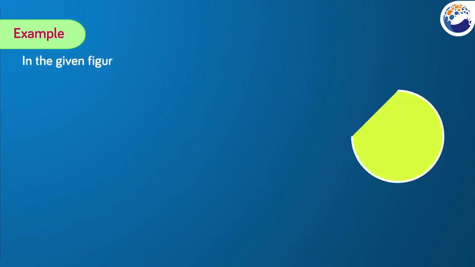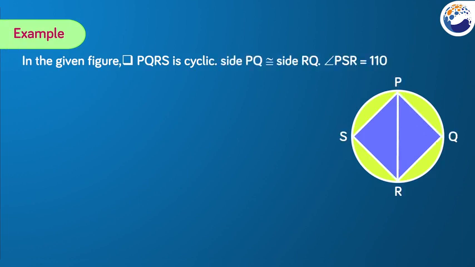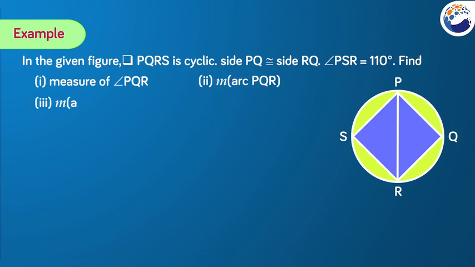Example: in the given figure, PQRS is cyclic. Side PQ is congruent to side RQ. Angle PSR is equal to 110 degrees. Find 1. Measure of angle PQR. 2. Measure of arc PQR. 3. Measure of arc QR. 4. Measure of angle PRQ.